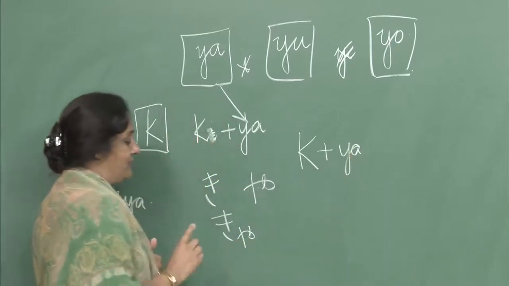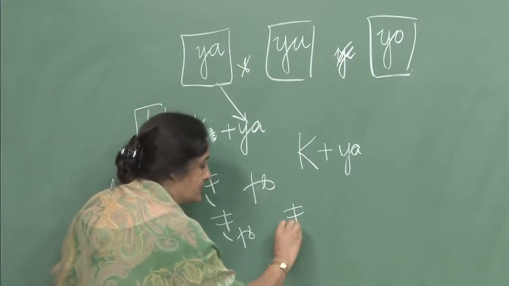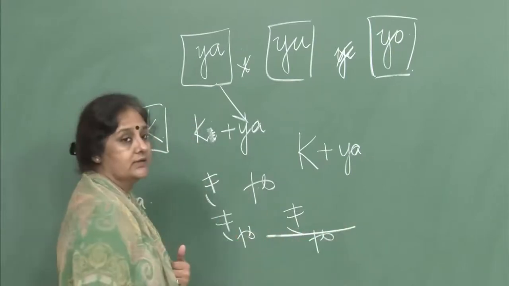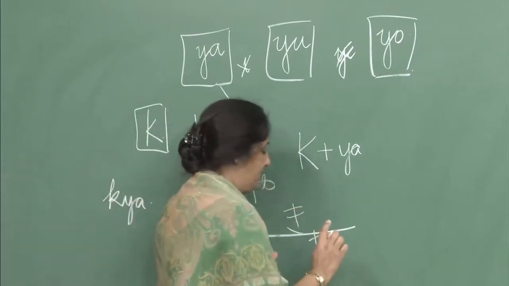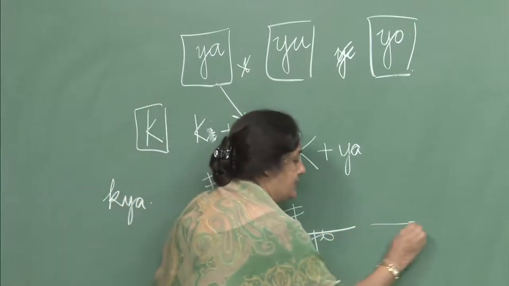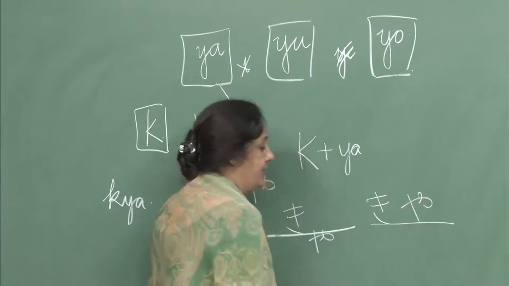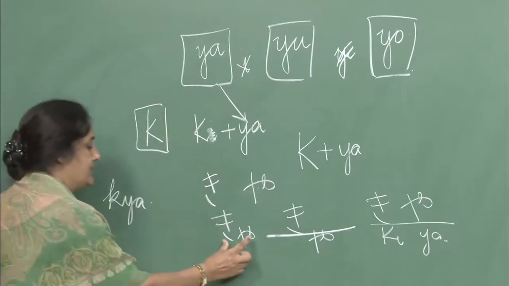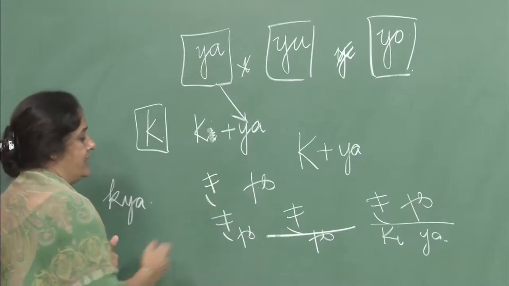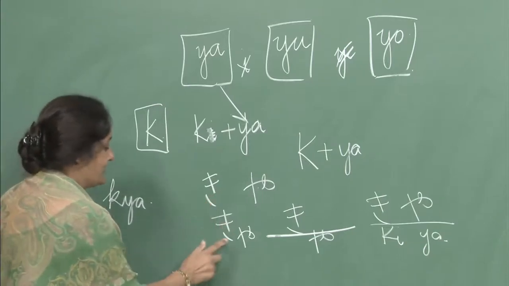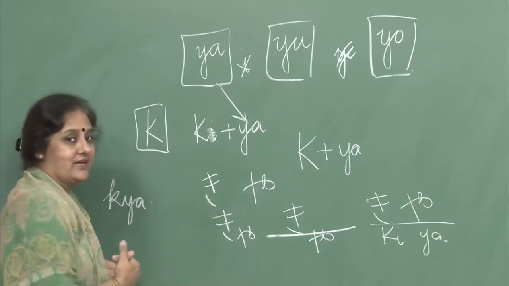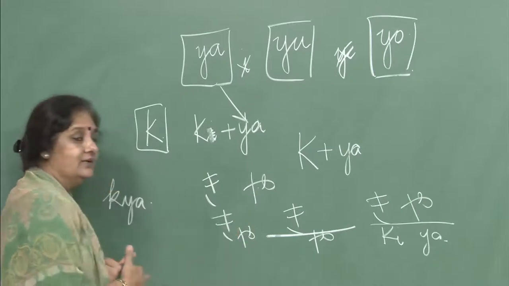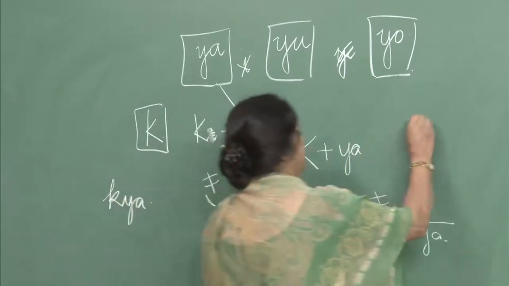Now, you have to keep one thing in mind, that when you put the ya over here, this is a small ya and it is on the line, and then only it becomes kya. If it is on the line like this, then it is ki and ya. It becomes two syllables. Over here, one is short and one is a full syllable. Now, when you look at this, this seems like a full syllable and this seems like a small sound, but it is just the other way around. This is a small sound and this is a full syllable. Kya.